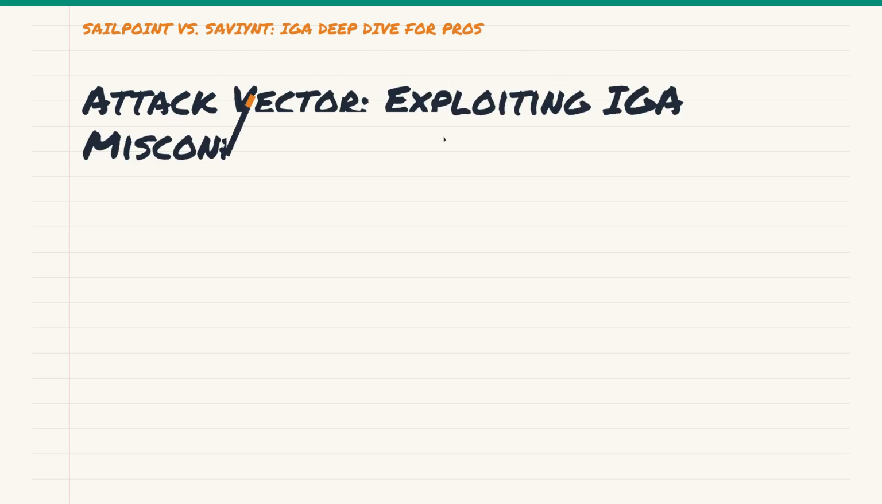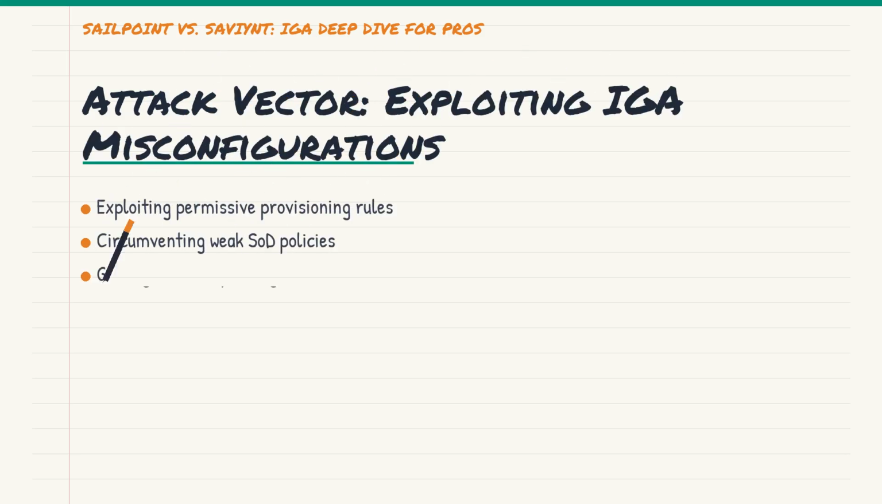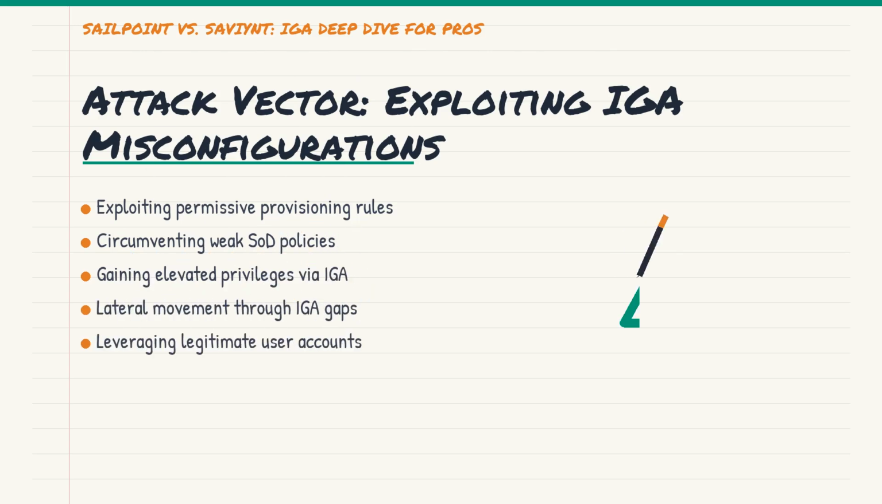Now, let's pivot to the darker side: attacks. A common attack vector isn't necessarily breaking into the IGA tool itself, but exploiting its misconfigurations. Imagine an attacker finds an IGA tool where provisioning rules are too permissive, or SOD policies aren't properly defined for a critical application. They could potentially use a legitimate user account and exploit these gaps to gain elevated privileges or move laterally. For example, if an IGA tool isn't correctly provisioning permissions for a cloud storage bucket, an attacker might exploit that to gain unauthorized access to sensitive data, thinking it's part of the normal provisioning process.